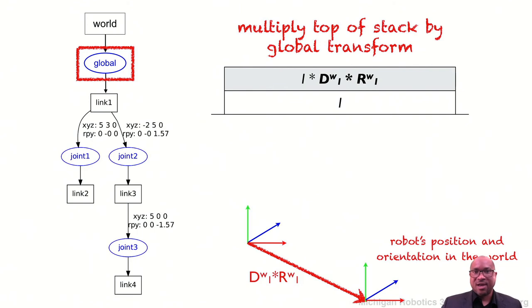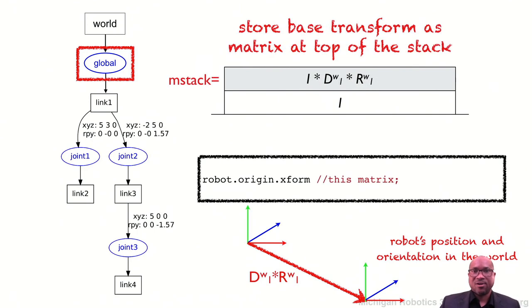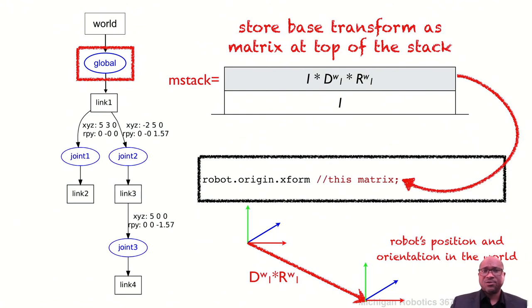And we should note that matrix stack represents the current transform of the frame that we're considering. We can store that matrix in KinEval, into robot.origin.xform. And that will maintain the proper pose of the base.